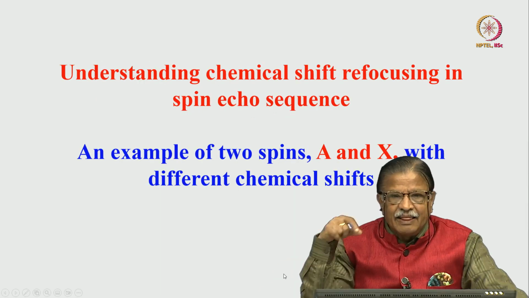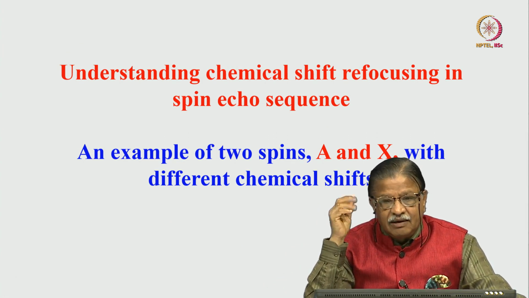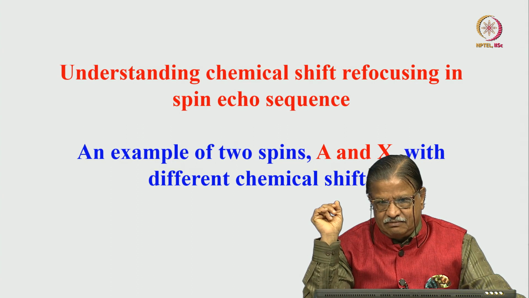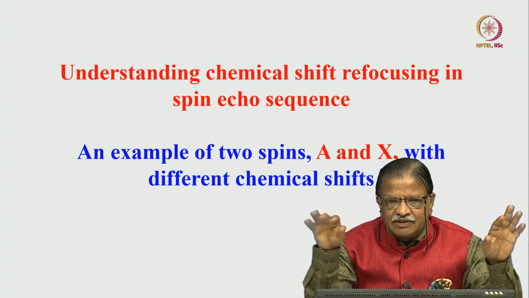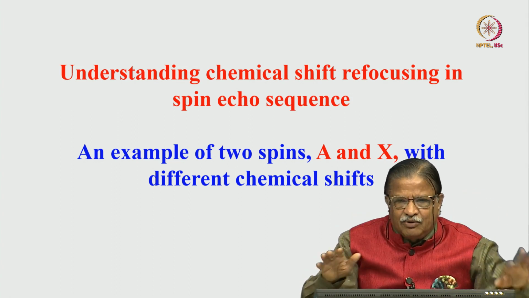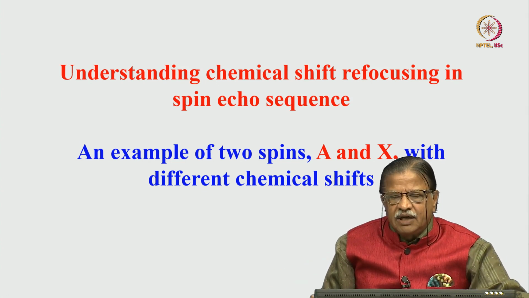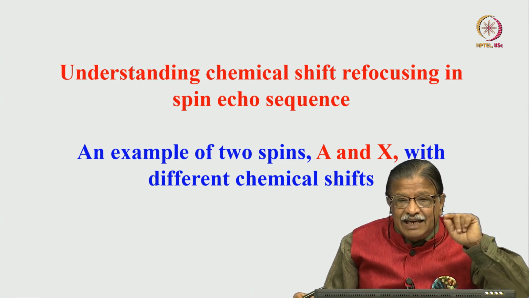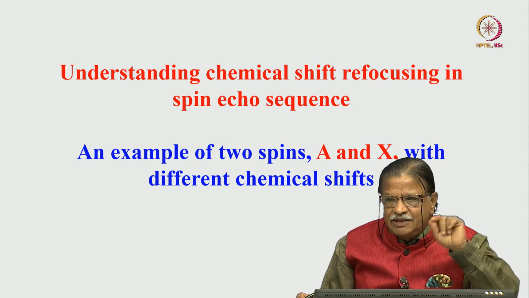Now we will understand what happens to chemical shifts and to coupling, in both the homonuclear and heteronuclear cases, during the spin echo sequence. We will take the example of first two spins with different chemical shifts. I am not talking about the coupling at the moment. We will come to the coupling evolution later. Right now I am assuming only two independent spins with different chemical shifts and no coupling. Let us see what happens to these two spins in the spin echo sequence.